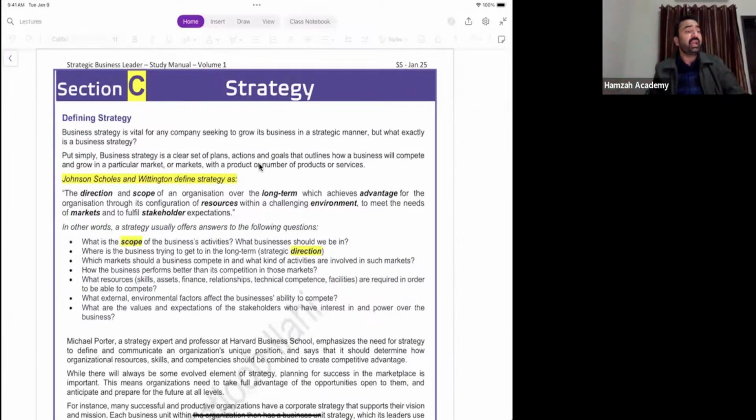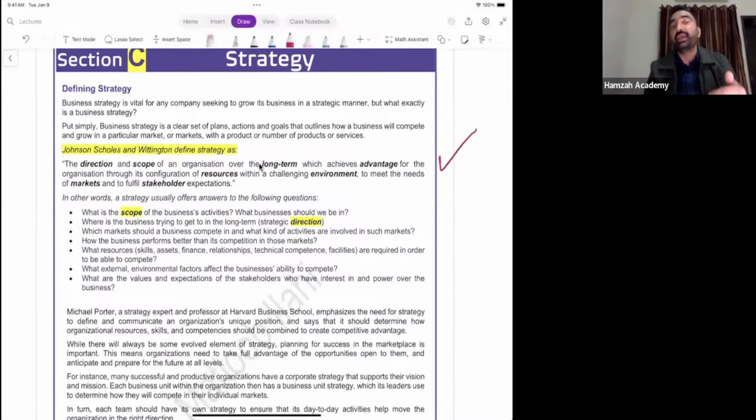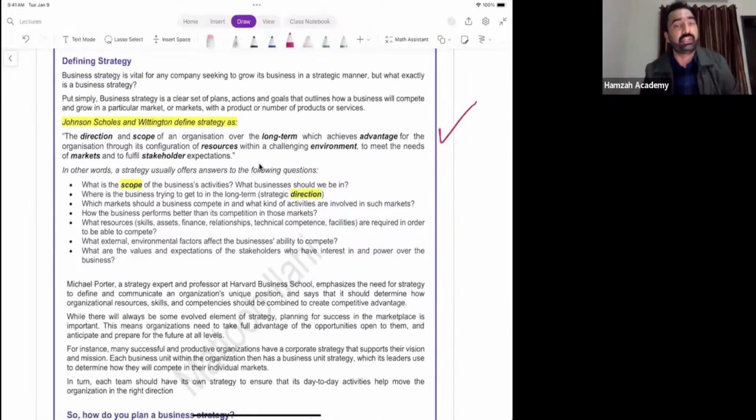That is the simple definition. But if we look at a more comprehensive definition of strategy, here is the definition by Johnson, Scholes, and Whittington. They are also called JSW. According to JSW, strategy is the direction and scope of an organization over the long term, which achieves advantage for the organization through its configuration of resources within a challenging environment, to meet the needs of the markets and to fulfill its stakeholders' expectations. If you look at this very broad and comprehensive definition, you will learn a lot of things from it.